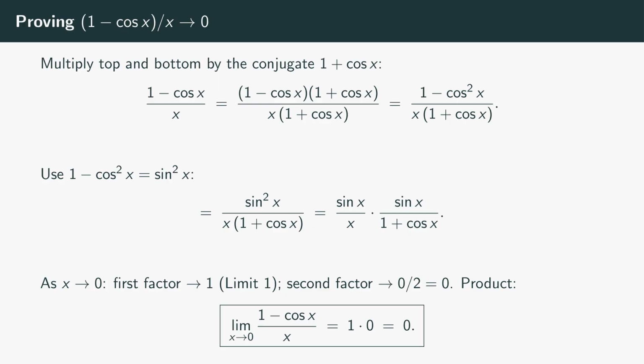Now split it. Write it as sine x over x times another sine x over the quantity 1 plus cosine x. 2 factors. As x goes to 0, the first factor goes to 1. The second factor has sine x on top, which goes to 0, and 1 plus cosine x on the bottom, which goes to 2. So the second factor goes to 0 over 2, which is 0. The product is 1 times 0, which is 0. The second limit is proved. 2 conjugate moves and 1 Pythagorean identity. That's all it takes to get the cosine limit from the sine limit. Everything from here is just arranging these 2 facts.